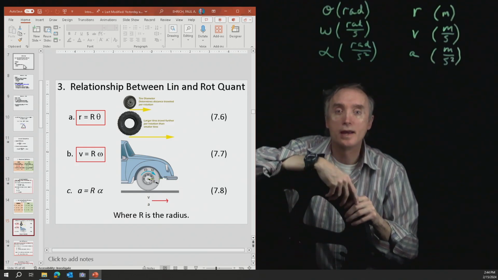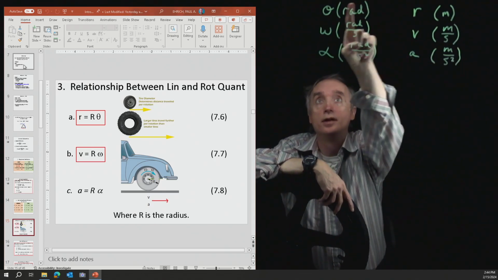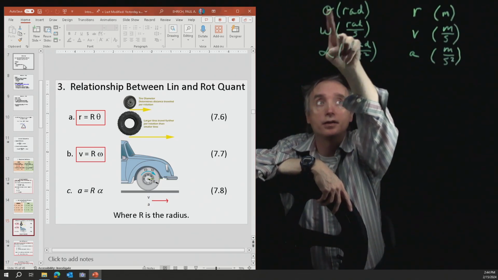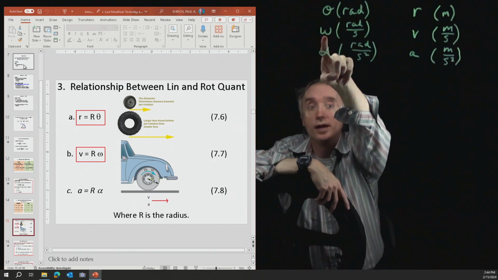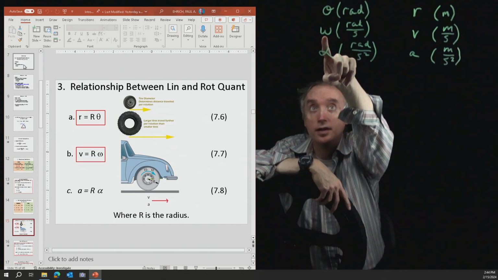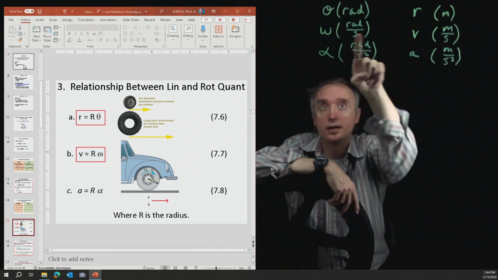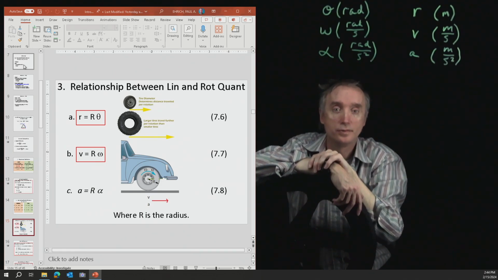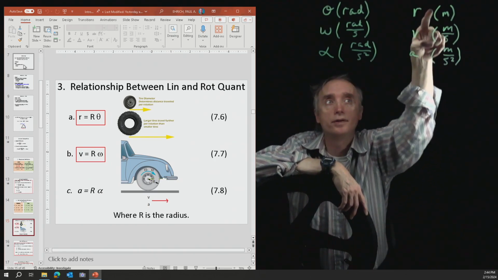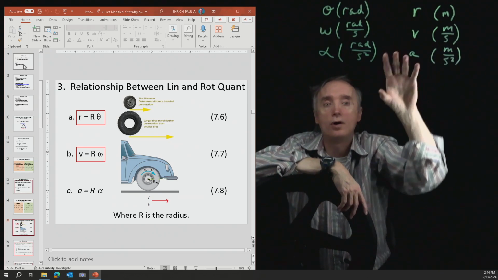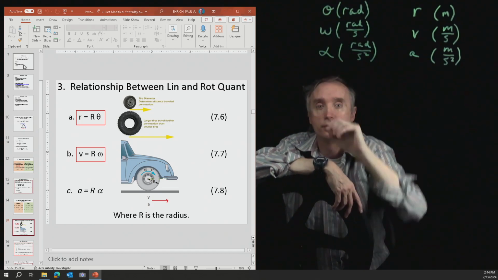Right, I'm back. And so what we want to have is a connector between r and theta, a connector between v, which is speed, and omega, which is rotational speed, and we want to have a connector between linear acceleration and rotational acceleration. So if somehow you can figure out these quantities over here, you will automatically be able to figure out these quantities over here.